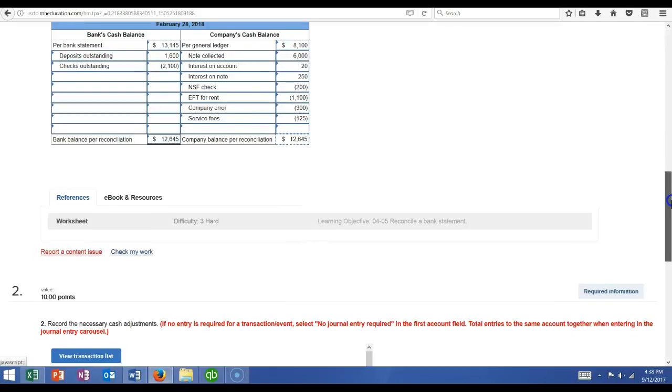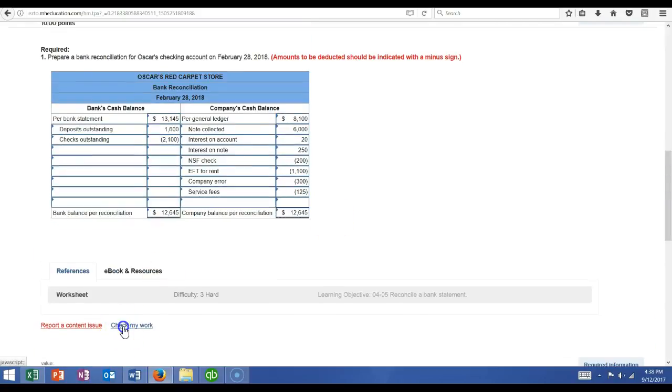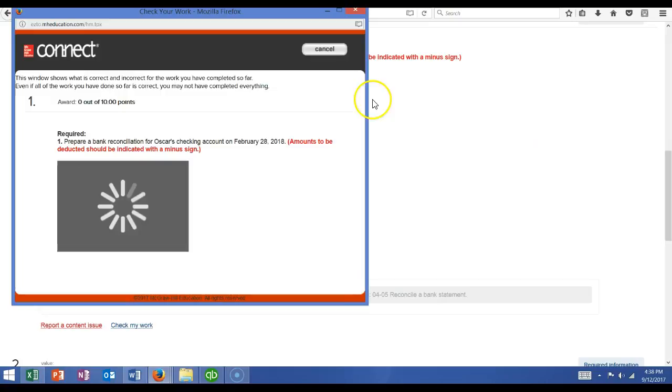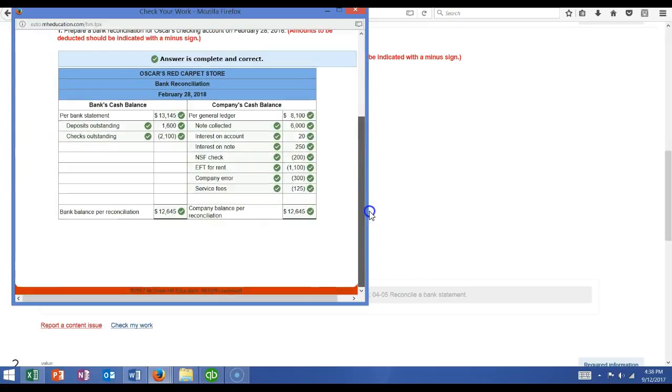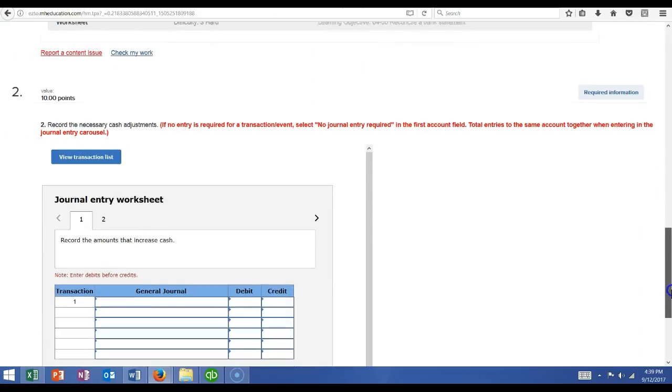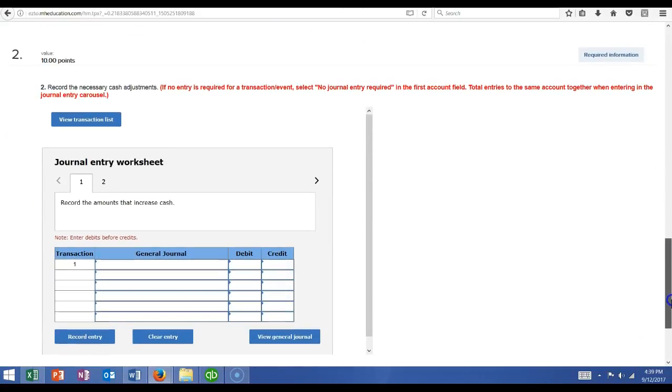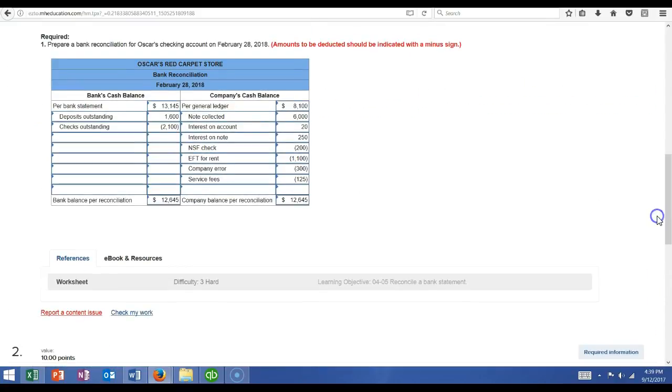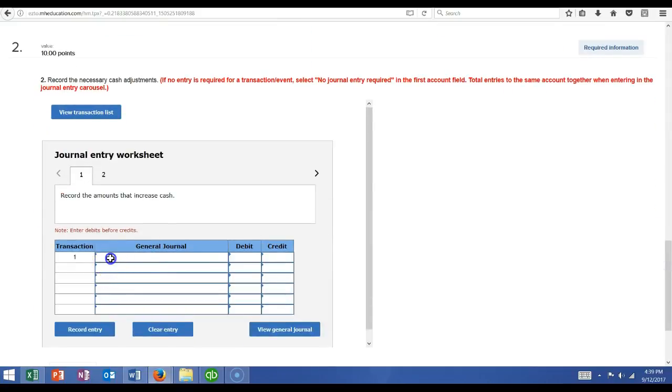Now the next thing it's going to ask us to do, you can check your work by confirming that our numbers match up. Then the next thing we'll do is create the journal entries. The first one is record the amounts that increase cash. Well, our note, our interest on account, and our interest on the note increase cash. So our cash is being increased. Our note receivable is being increased by $6,000.